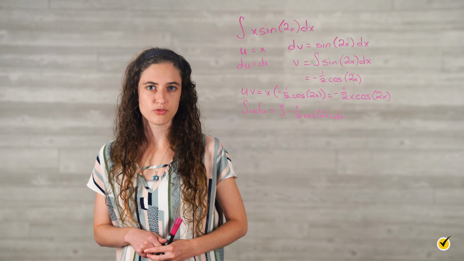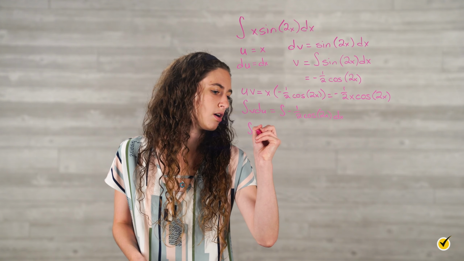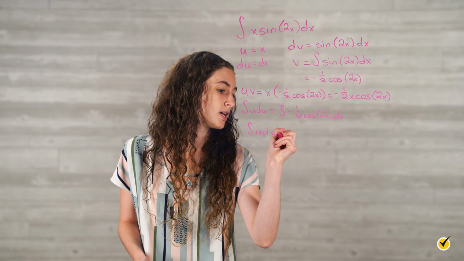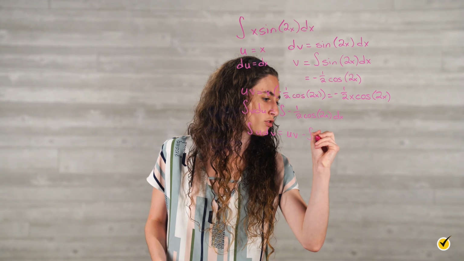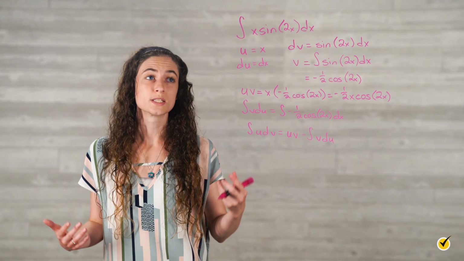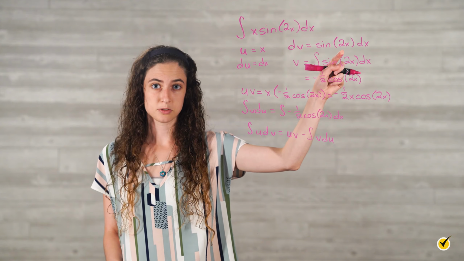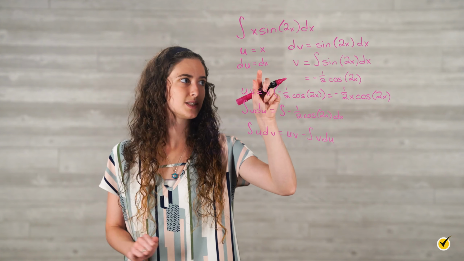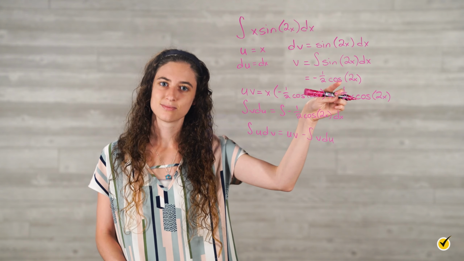Let's put together what we have so far. Remember, the formula tells us that the integral of u dv is equal to u times v minus the integral of v du. We assigned u to equal x and dv to equal sine of 2x dx, which then made du equal to dx and v equal to negative 1/2 cosine of 2x.